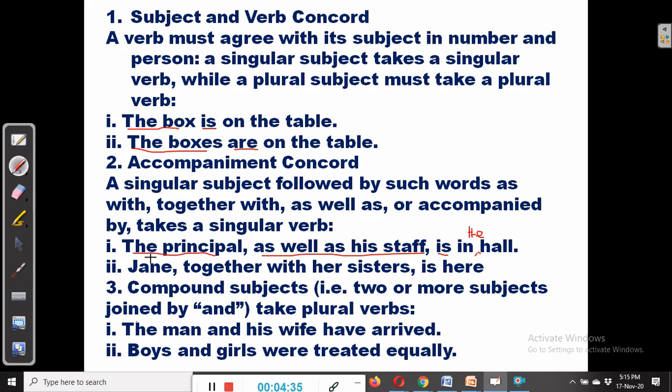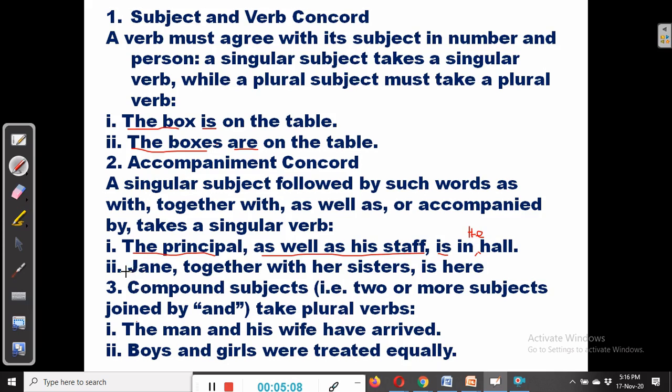So what's happened is that the actual subject is the principal, and if we remove the accompaniment, what we have is the principal is in the hall and his staff are there with him as well. So that is logically its meaning. The principal is in the hall. By the way, his staff are also there with him. So the principal as well as his staff is in the hall.